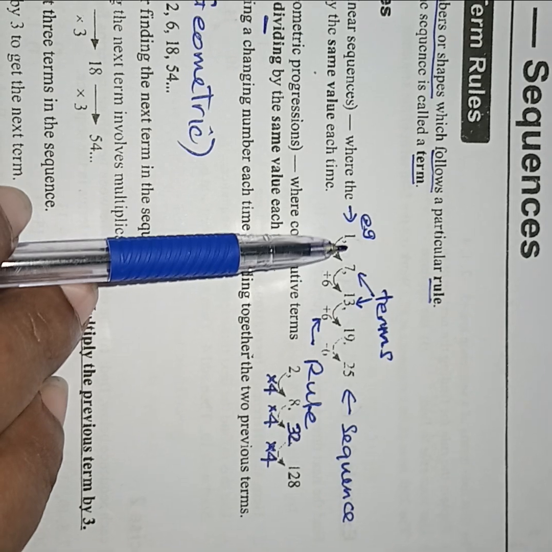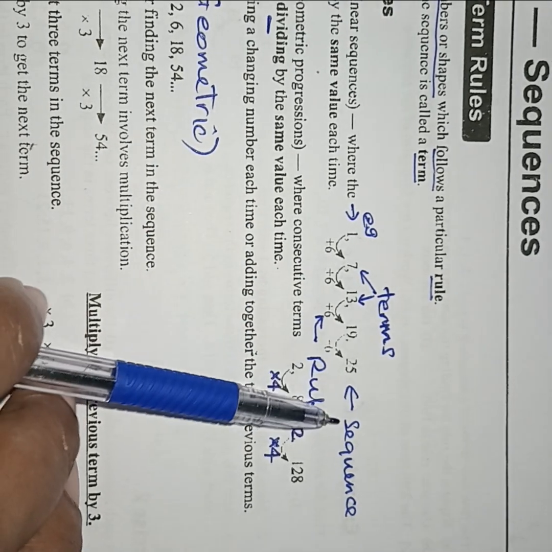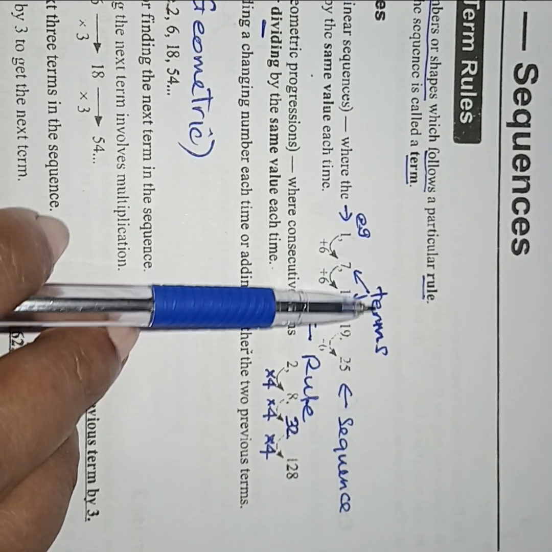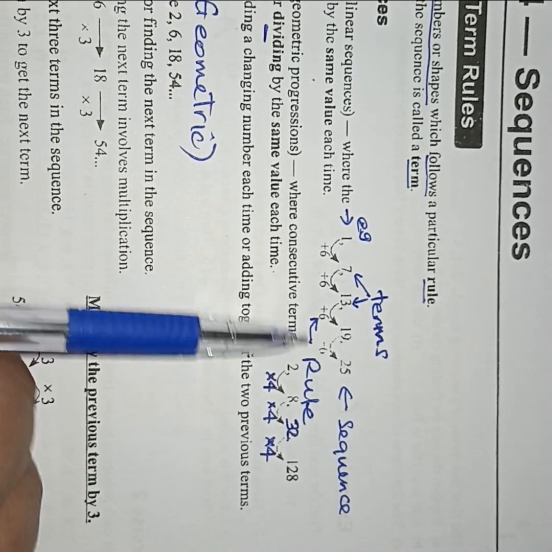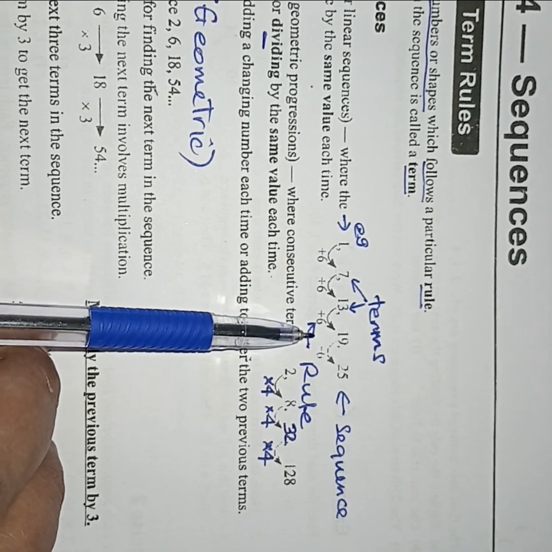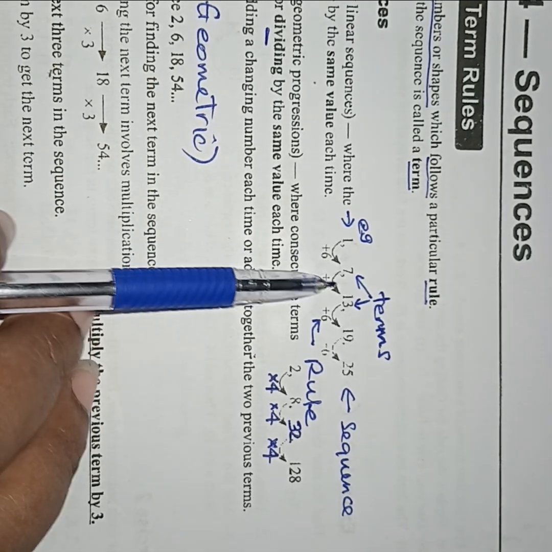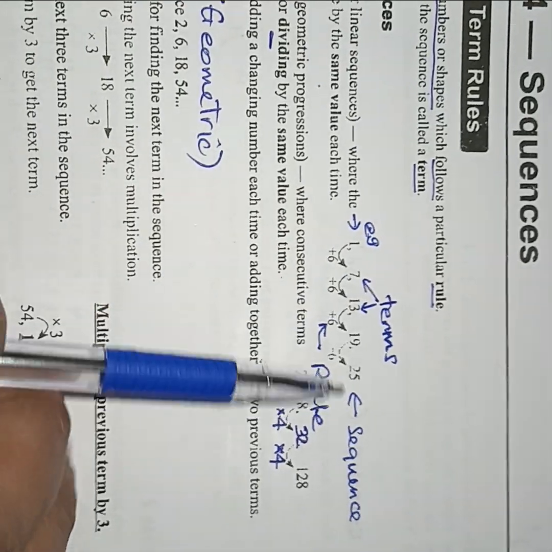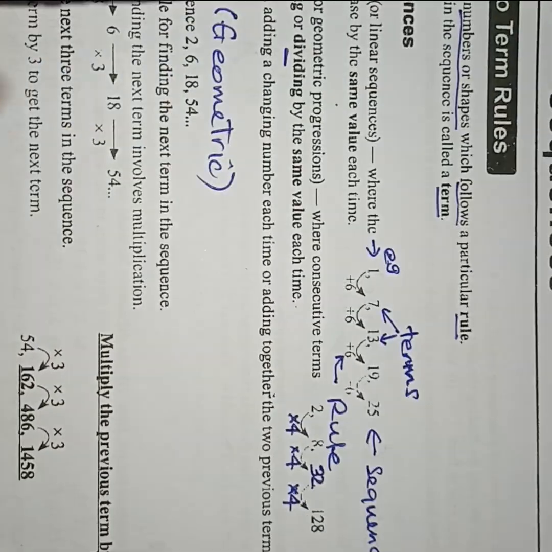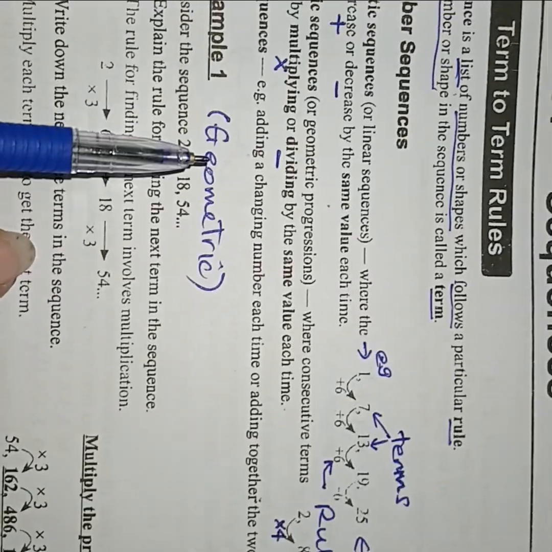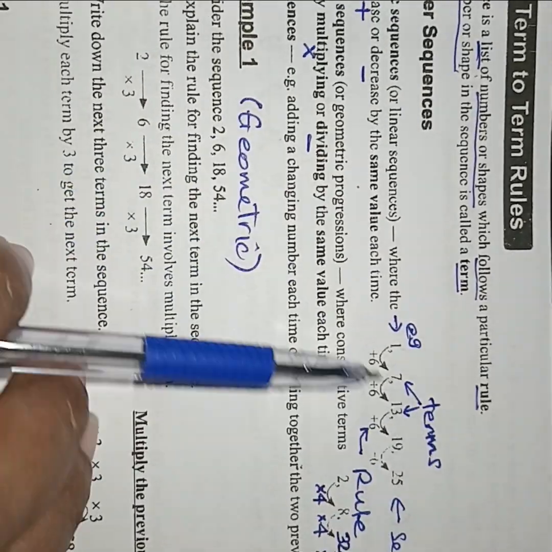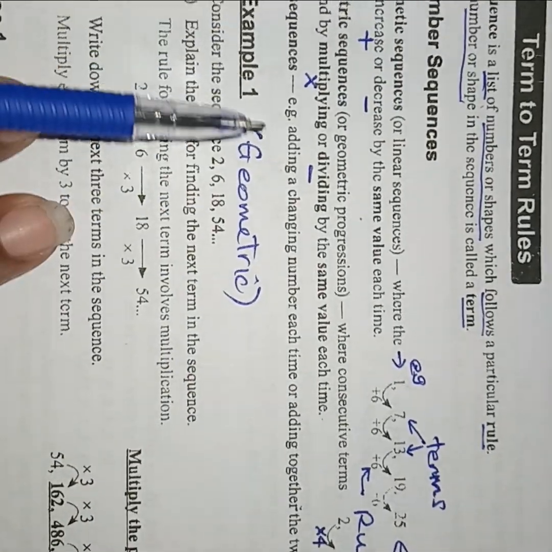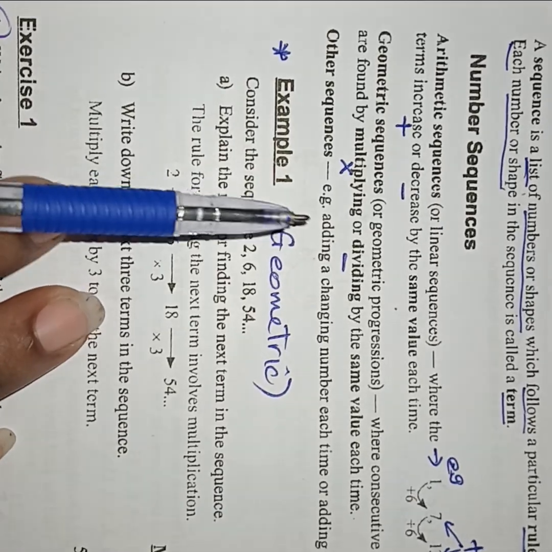Now take note, the numbers lining up form a sequence or list. Each of the numbers, they are called terms, and the rule which you use to get from one term to the next is plus 6. That is the rule. Now this is an example of an arithmetic sequence. What's another type of sequence?